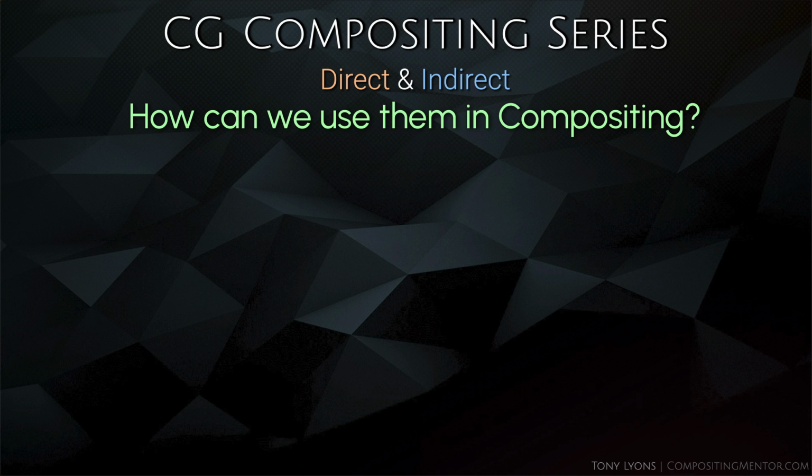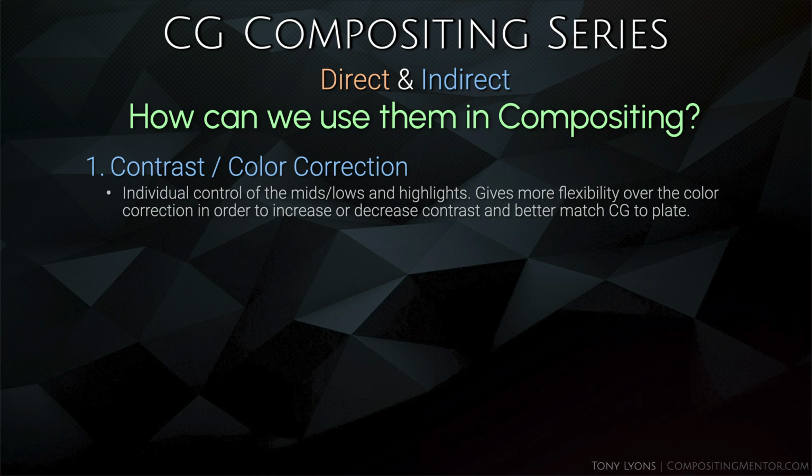So we can now identify what direct and indirect passes are. But more importantly, how can we use them in compositing? So how does having direct and indirect passes benefit us as compositors when doing our comp? Well, the first and most obvious use case would be contrast and color correction. Because the indirect pass is often boosting information or detail in the shadow, we can use the indirect or the direct pass to have individual control over the mids and lows and the highlights of our shot.